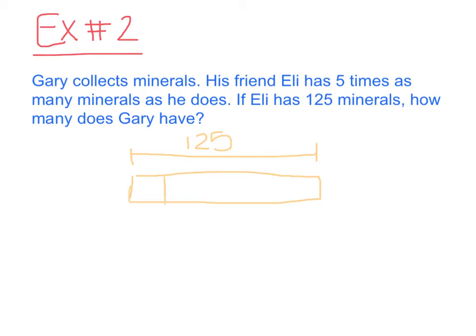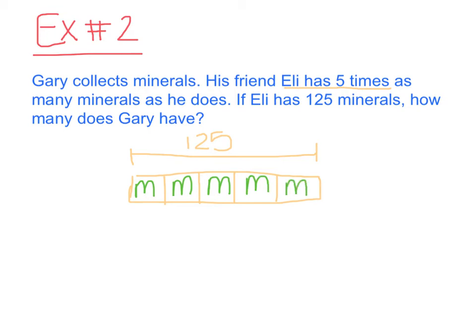And again, I'm going to separate that into 5 sections because of this part right here. Eli has 5 times as many as Gary. Now, we don't know how much is in each of those boxes, so I'm going to put M to represent that because that's what we're trying to figure out.